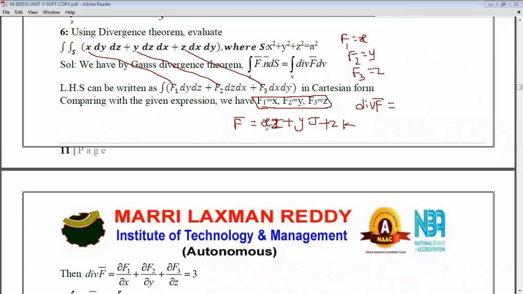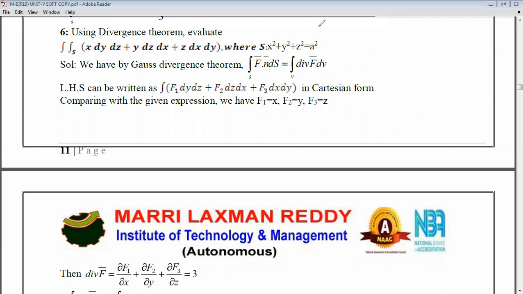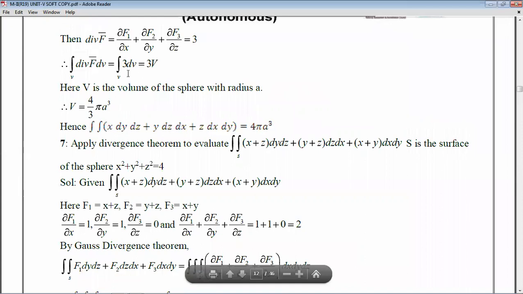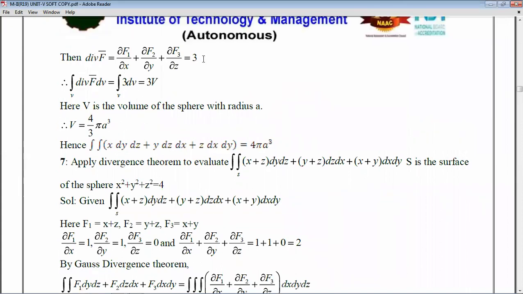So what we get is del by del x of x is 1, del by del y of y is 1, and del by del z of z is 1. So 1 plus 1 plus 1 is equal to 3. So the divergence of F bar here is 3. So the integral of divergence F bar dV is equal to the integral of 3 dV, which is 3V.